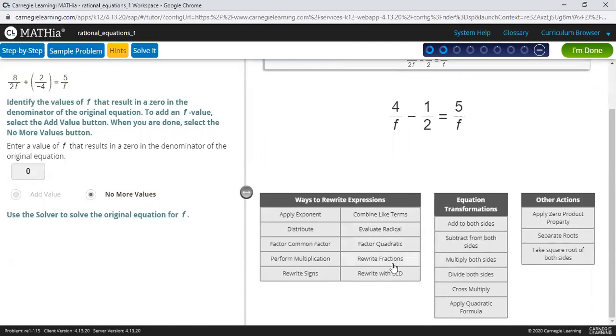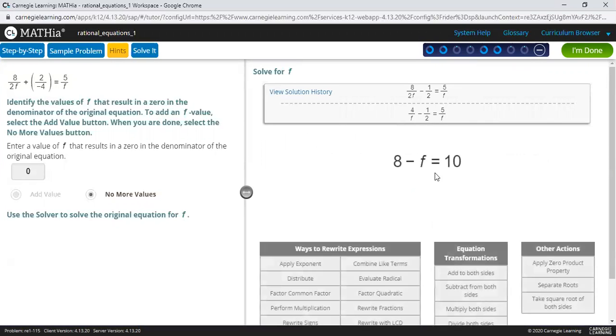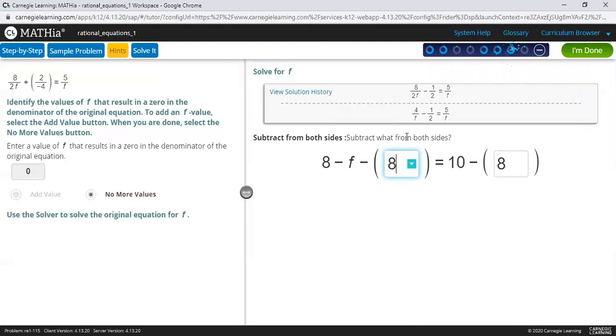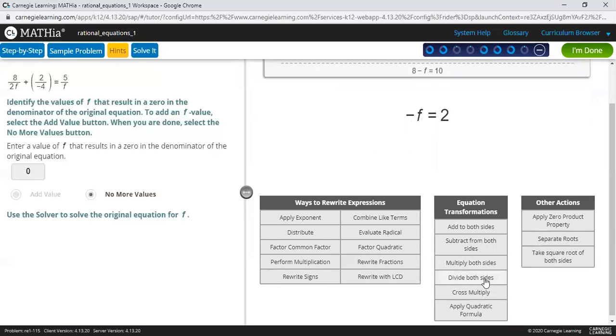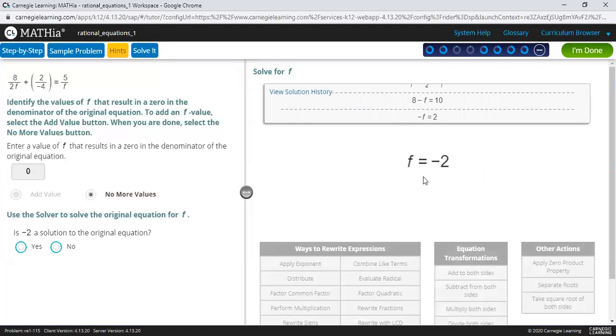Okay, so now I should be able to multiply both sides, there we go, by that least common denominator of 2f. And look at what that does. When I multiply by that 2f, it's going to simplify all of those fractions, and I have this very nice equation now that I can solve. So I'm going to do that by subtracting 8 from both sides to start. And then now I need to eliminate that negative on the f. So I'm going to divide both sides by -1. And there we have it, our answer.